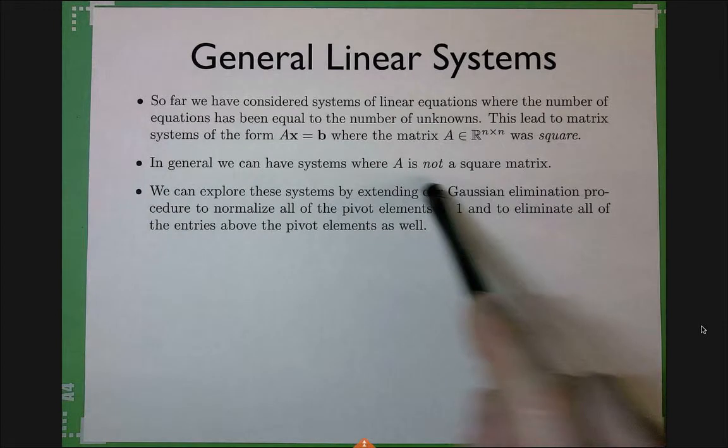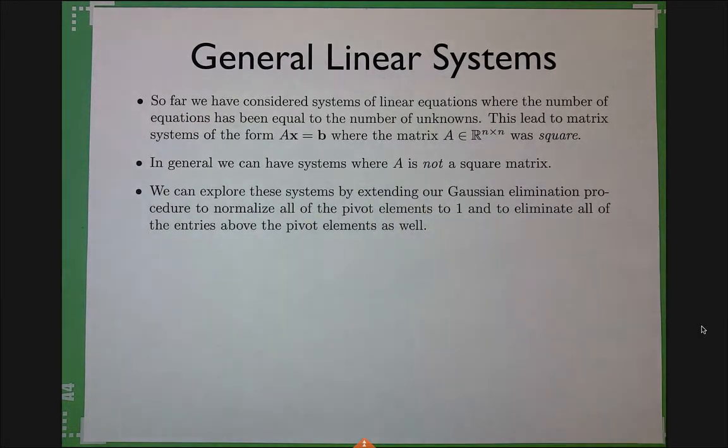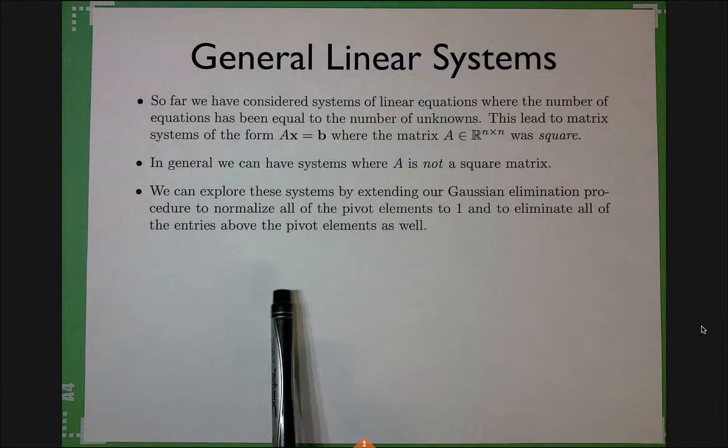So today, and maybe next time also, we will discuss the case: what if A is not a square matrix? What if it's a general rectangular matrix? And it turns out that we can simply extend the Gaussian elimination. Gaussian elimination is a very powerful idea and will apply to this case as well, except that there are some special cases.